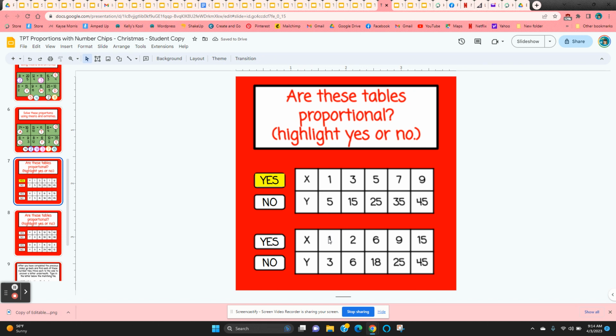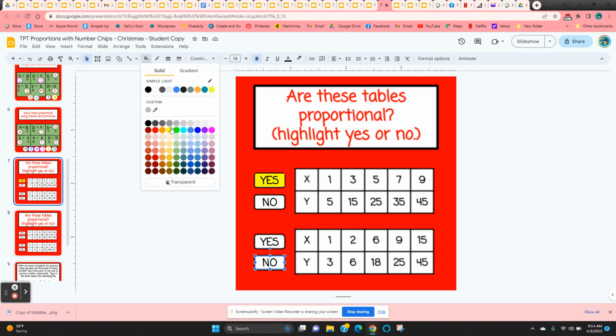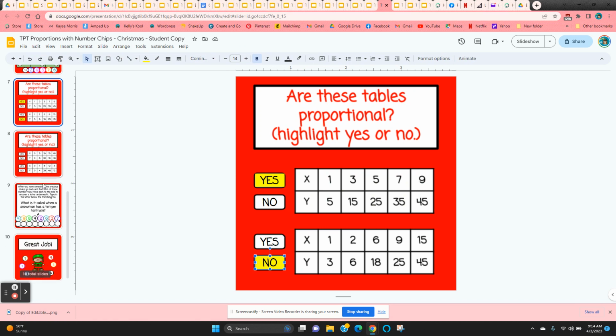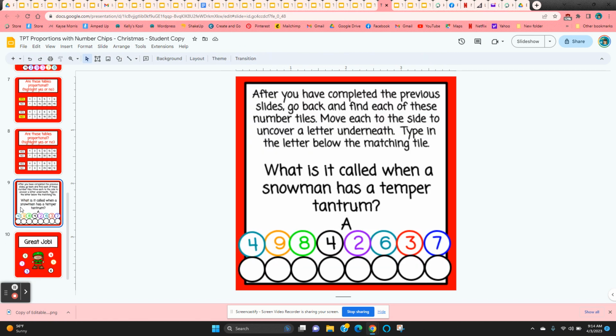Now the next table, multiply the x term times 3. Well, it doesn't work in this case, so that means it is not a proportional table. Same thing on the next slide. There are 2 more tables that they have to determine proportionality. And then on the final slide, there is a holiday riddle.